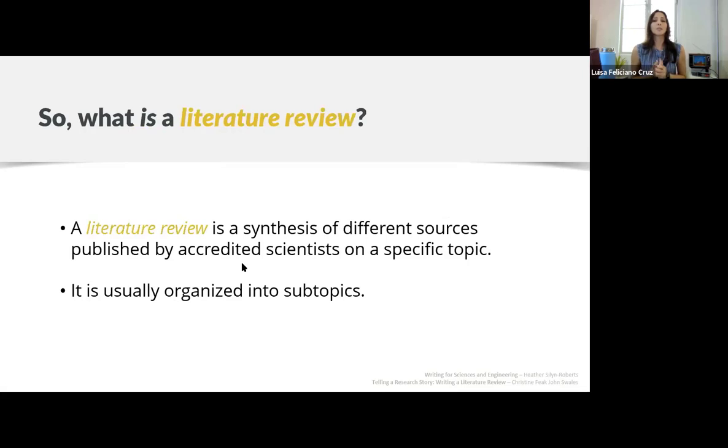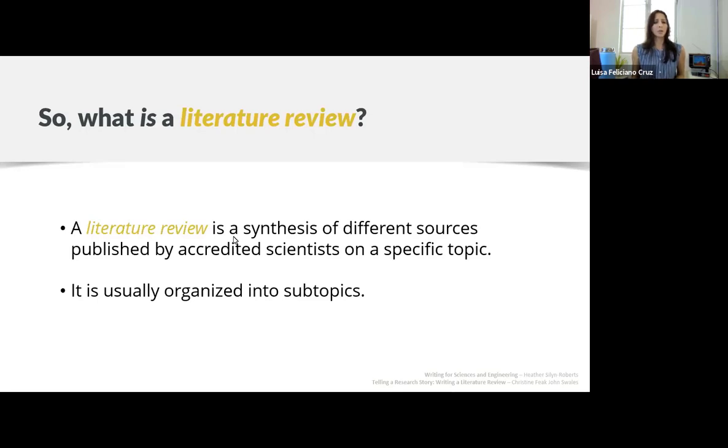So a literature review is really a synthesis. And what is a synthesis? It's a combination of ideas, right? We combine ideas to make a theory of these different articles and sources. It's important that they're published by accredited scientists. And what we mean with that is that you should try to have your articles be from high impact factor journals or that they have a lot of citations or the main author has a lot of citations because that tells you that they're accredited and their research is relevant.